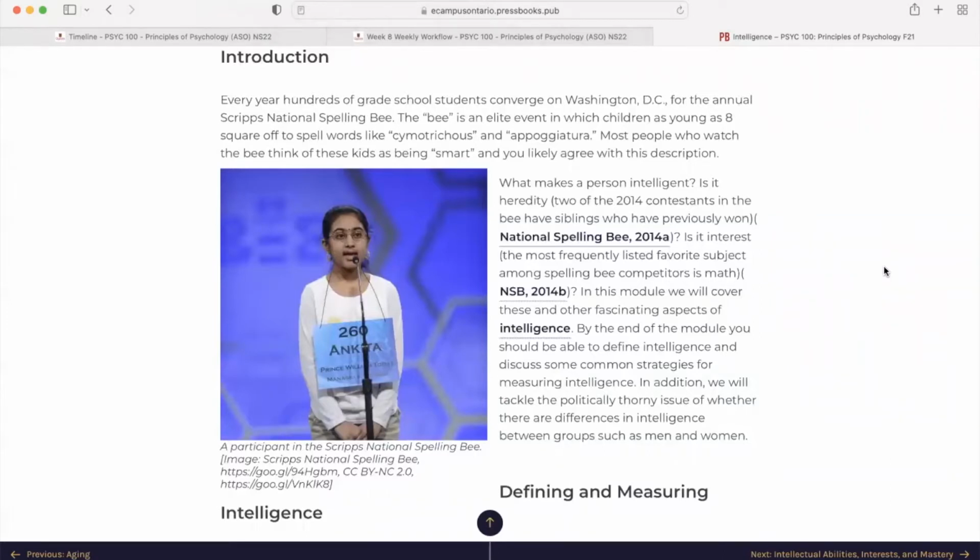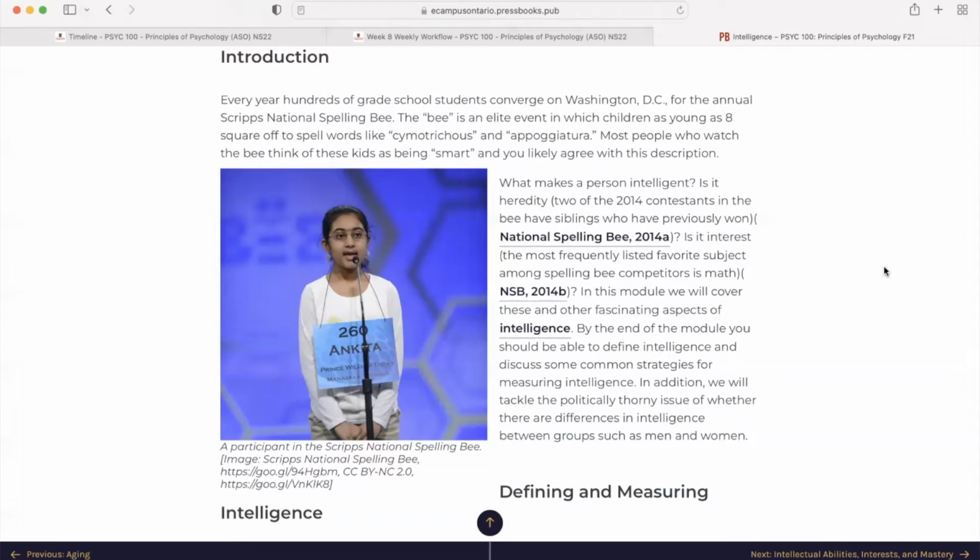Let's get started. Introduction. Every year, hundreds of grade students converge on Washington, D.C. for the annual Scripps National Spelling Bee. The Bee is an elite event in which children as young as 8 square off to spell words like simultaneous and appoggiatura. Most people who watch the Bee think of these kids as being smart, and you likely agree with this description.